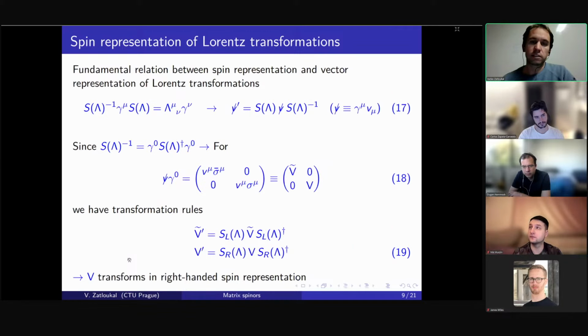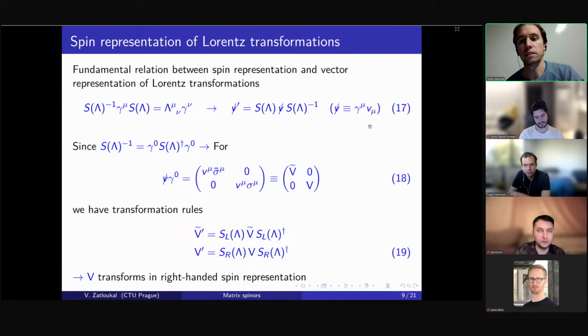So still about the spin representation. We have this fundamental identity 17, which relates the defining representation of the Lorentz transformation, so the lambda mu nu matrix as it transforms the components of the space-time four vectors, to the spin representation. One can write the corresponding transformation rule for the four vector.